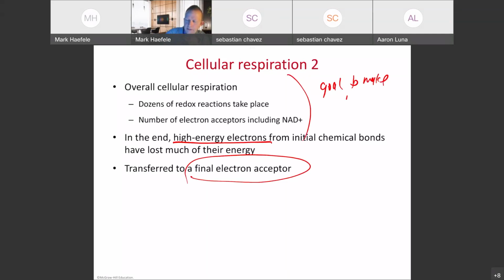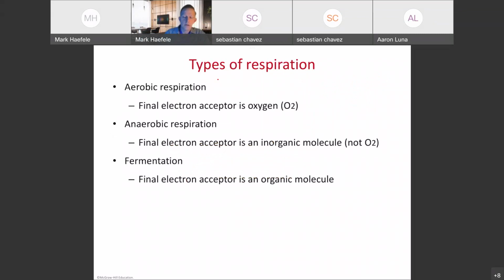Don't lose sight of the goal. It's easy to do, right? So what you're doing now is you're stitching together all these different chemical reactions, all these redox reactions, because you're trying to move yourself closer and closer to the place where you can actually make ATP. It's going to seem like it's going to take a little while to get there, but we're going to get there. So when we take a look at respiration itself, there's a couple of different types, right?